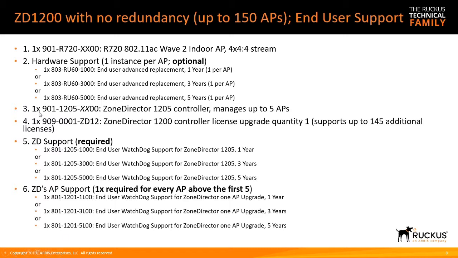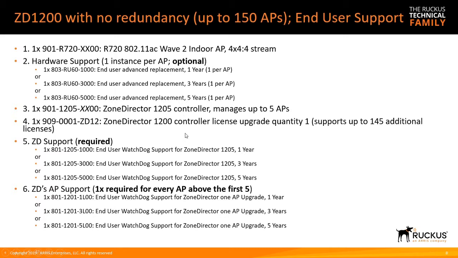Then step 3, what we need is our ZoneDirector controller. This is a hardware controller. It comes with the 5 AP licenses, of course. That's why it's a 1205. So here's the SKU here. This is generally going to be US or WW for worldwide, but it's 901, 1205. So we buy the controller.